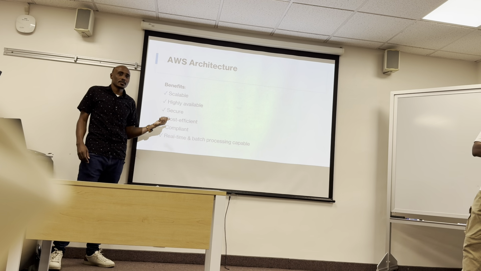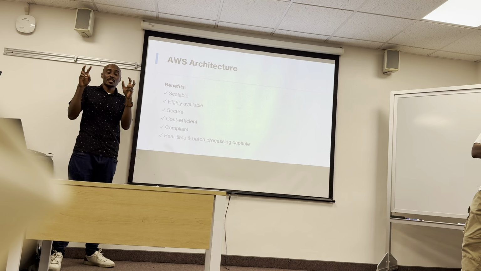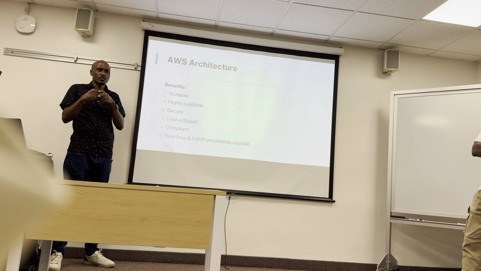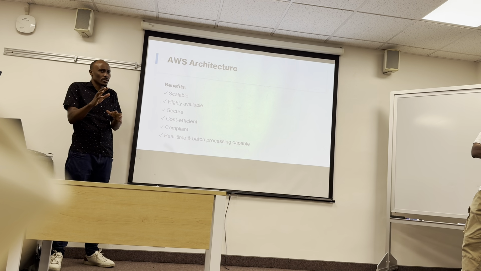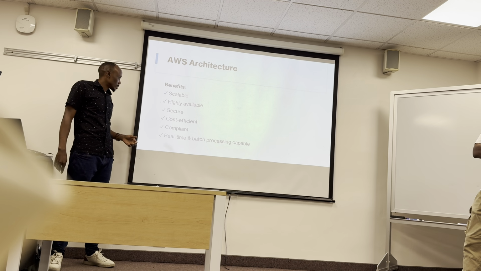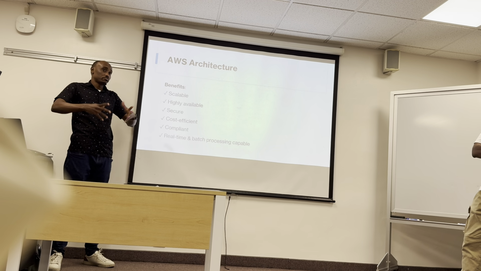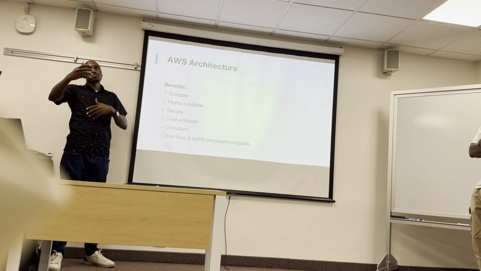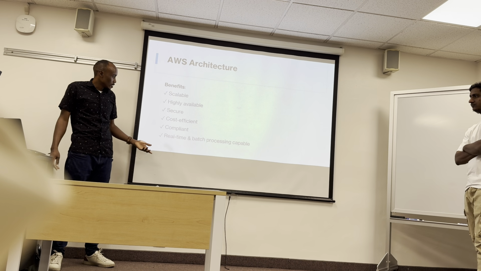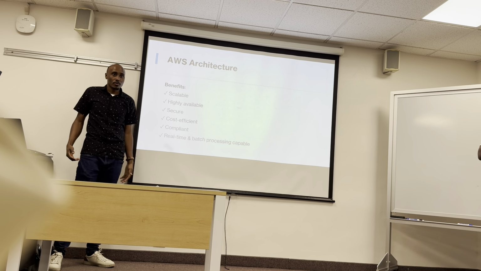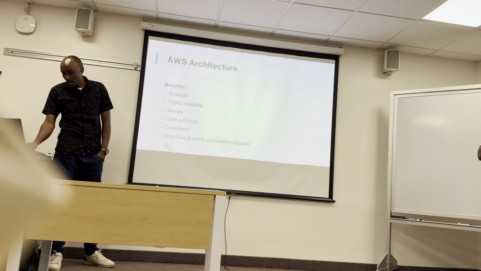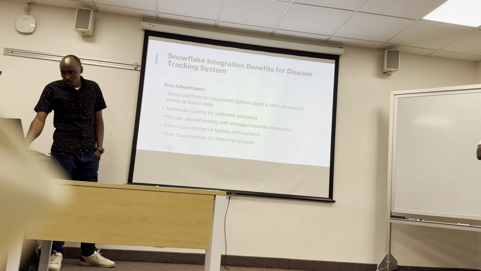It's cost efficient because AWS has this thing called the well-architected framework. Like Professor mentioned, they actually want to save you money, so they try to give you the best and the cheapest. Compliant, whenever you want to expand this, you can still do that. Batch processing is capable. That's what all those Auroras and DynamoDBs are supposed to do.